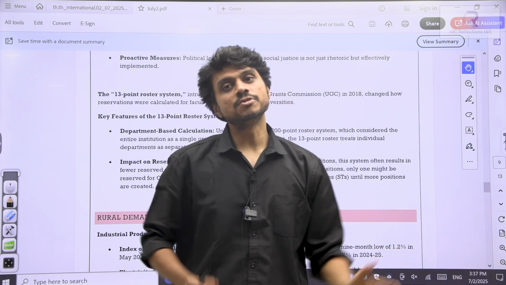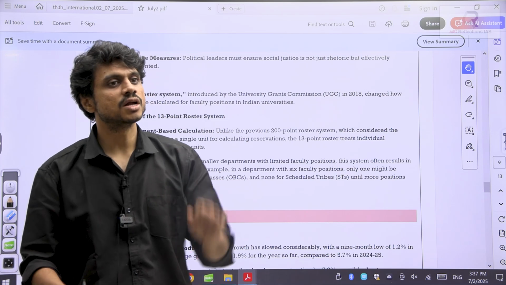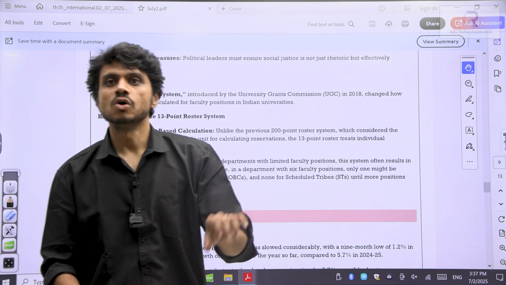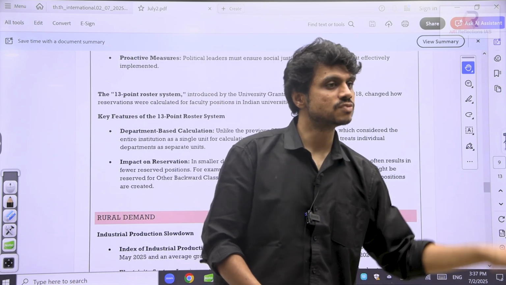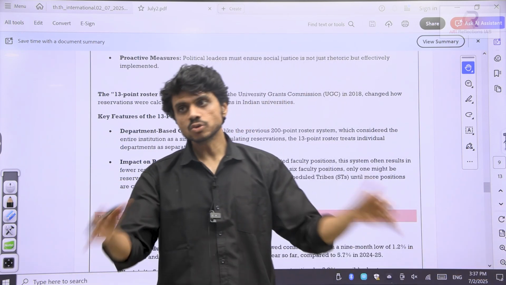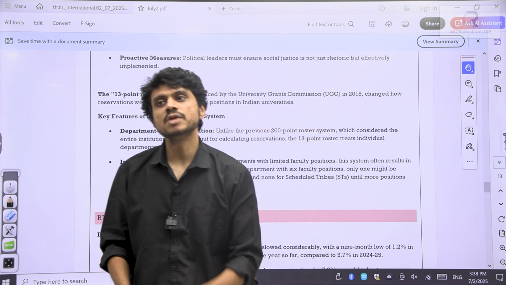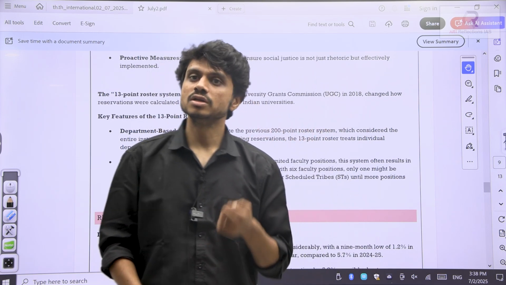But they are looking within the institution department wise. Suppose in the economics department or the electronics department, there are 3 seats. When there are 3 seats, they are not reserving any position for the particular communities. These things happen. When you look at the total institution wise, you may get more number of seats. But when you look within the institution department wise, you may not get them.